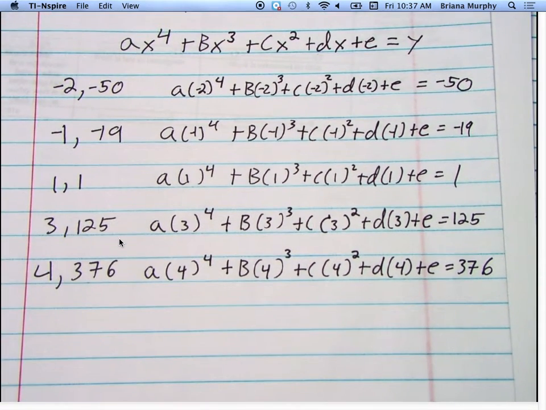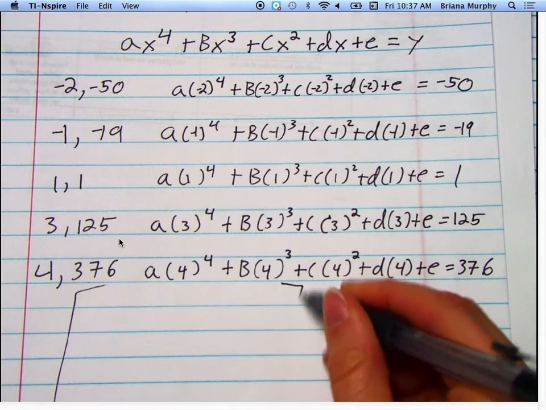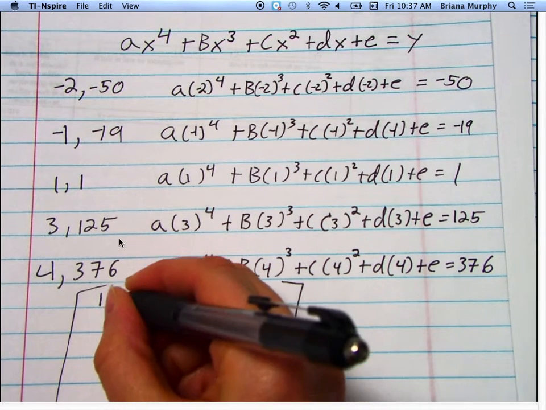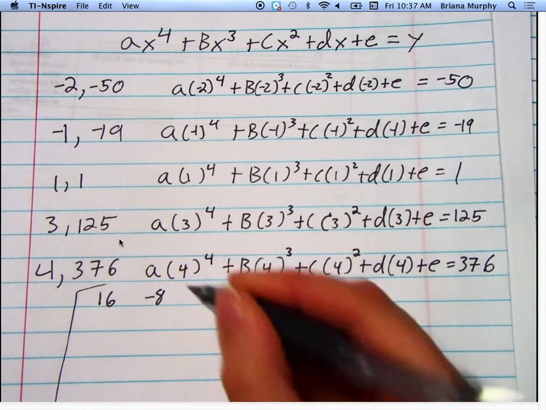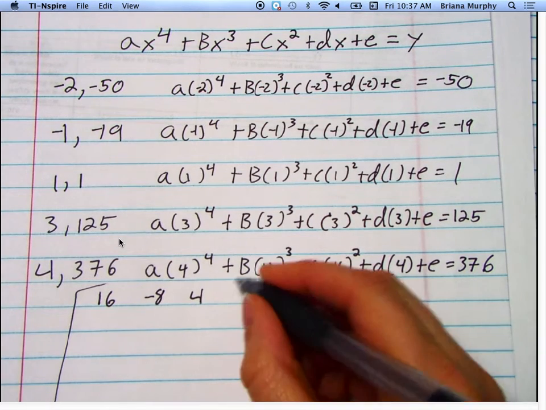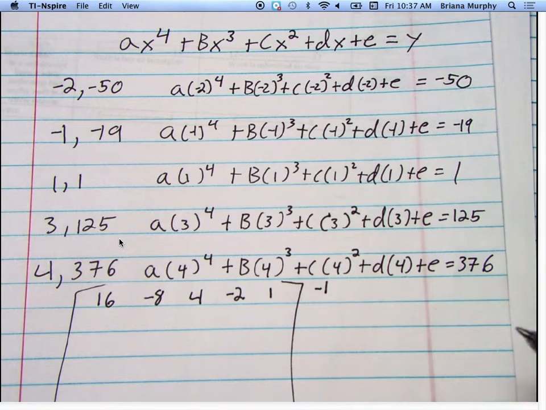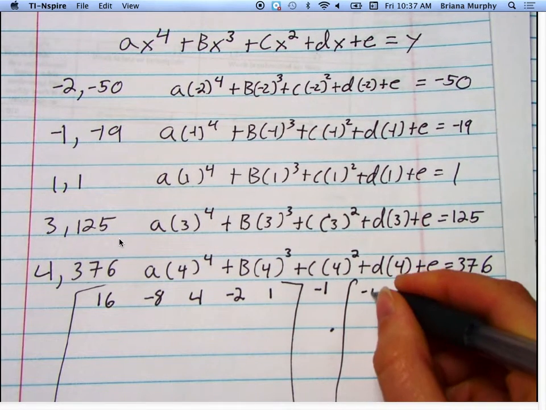Okay. Next part is we make a matrix. Alright. I'm going to do the first one. Negative 2 times negative 2 times negative 2 times negative 2 is positive 16. Negative 2 cubed is negative 8. Negative 2 squared is 4. Then we get negative 2, 1. We raise this to the negative 1 power, times my answer matrices, which we get negative 50.